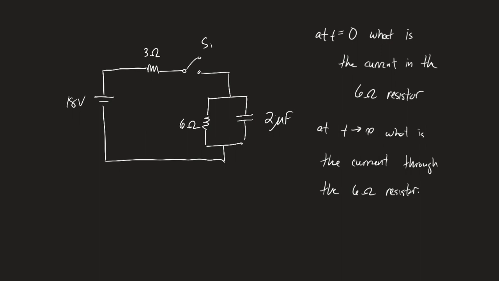In the steady state condition, the capacitor becomes fully charged. And when it becomes fully charged, the resistance across the capacitor is infinite, which means in the steady state condition, that's my circuit. So, 2 amps. Steady state versus initial state.